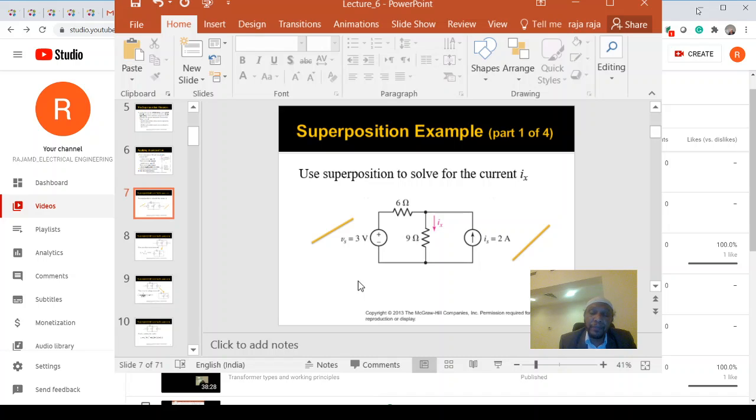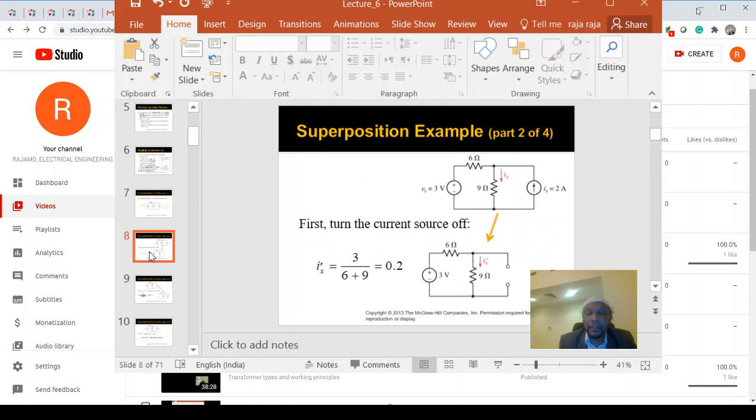So how are we going to apply it? We have to follow the procedures of the superposition principle. We have two sources. The first source we want to keep alive, and the other source we want to remove, or make it off. How do we turn it off? For example, this is our original circuit, and now you go to the first step. I want to turn off the current source and keep the voltage source on. So with the voltage source on, I keep it at 3 volt, and the 6 ohm and 9 ohm I keep, but I want to turn off the independent current source.